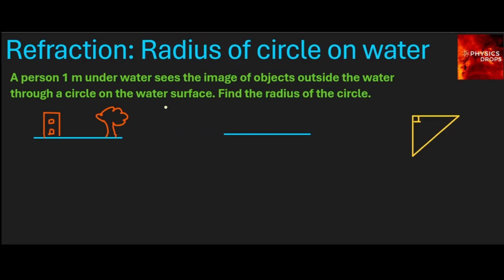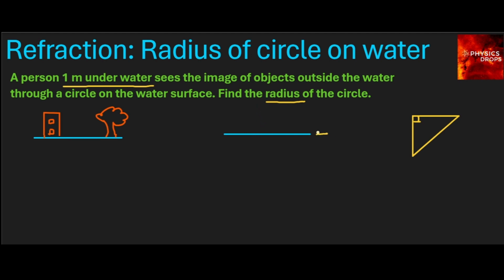So this is a question on refraction. It says a person 1 meter underwater sees the image of objects outside the water through a circle on the water surface. The question is to find the radius of the circle. Before we go into this, let's understand what is refraction and what is Snell's law.